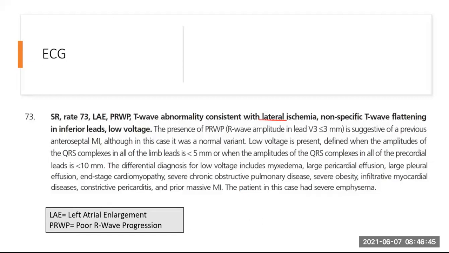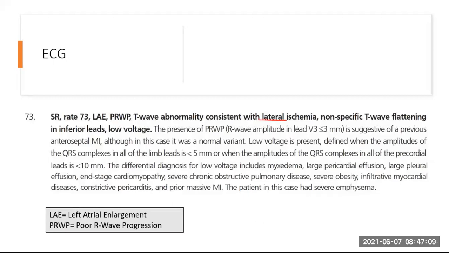So what are the differential diagnoses for low voltage? Edema, large pericardial effusion, large pleural effusion, end-stage cardiomyopathy, I forgot about that, severe COPD, severe obesity, infiltrative myocardial diseases, constrictive pericarditis, prior massive MI. So there's a whole lot of differentials as to why you could get it.